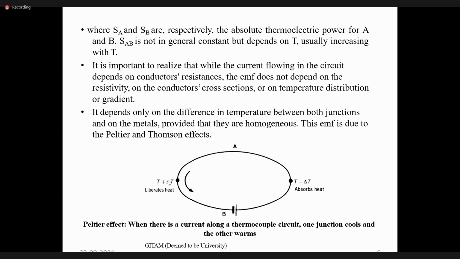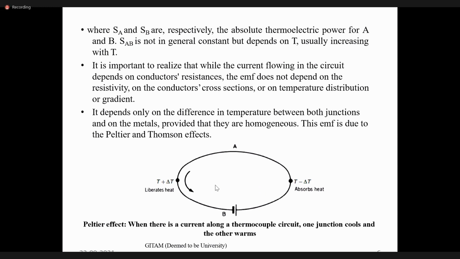and junction A is our first junction, maintained at T plus delta T, one type of temperature, and here we have another temperature. We are not using any temperature source to heat or cool these junctions, but we are using a battery. So the Peltier effect says that when there is a current along a thermocouple circuit, one junction cools and another junction warms. So this is the Peltier effect.